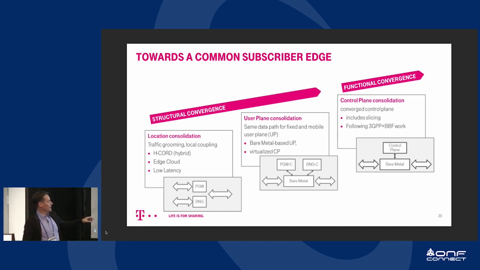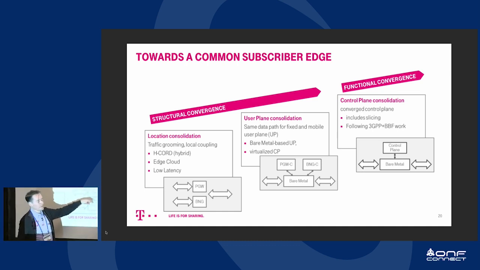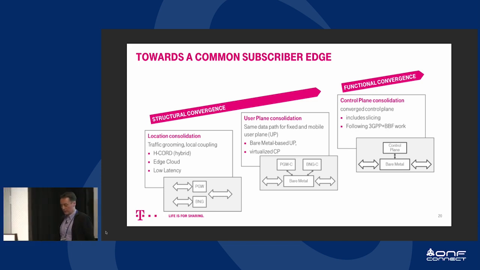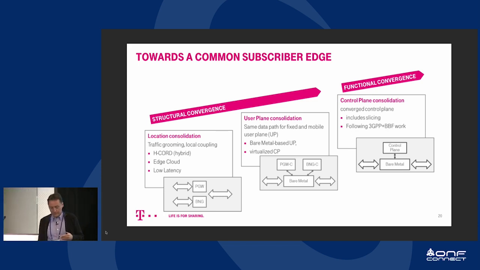But we are able to couple fixed and mobile access already here, so we can offload, for instance, fixed line traffic to the mobile network. There is a use case for that. One is redundancy, the other one is increased bandwidth. You can use LTE for that.